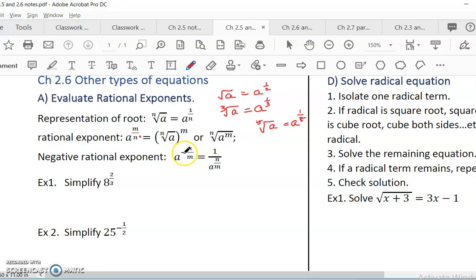What about if I have a negative exponent? A negative exponent is a reciprocal. So if I have a to the negative of n over m, that means just 1 over that. Okay, so say for example I have a to the negative 1/2. That means 1 over square root a. Okay, a to the 1/2 is square root, right? Negative means 1 over it.